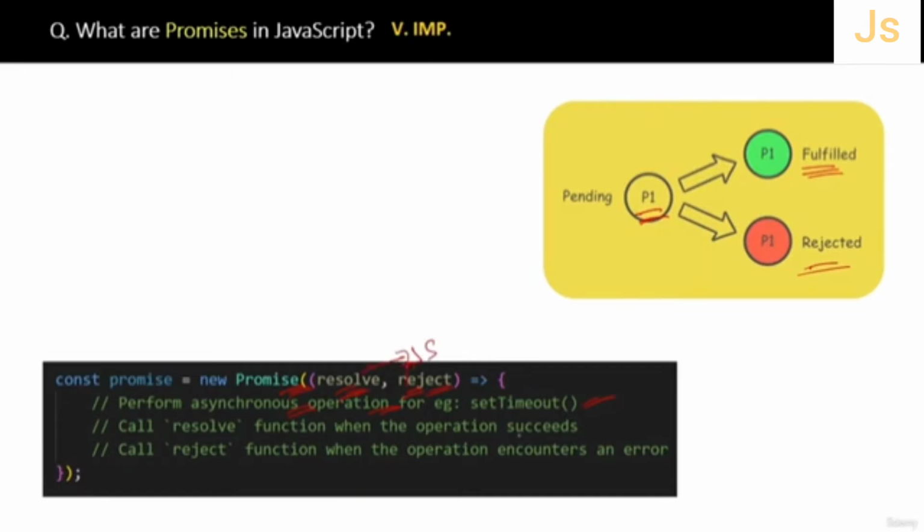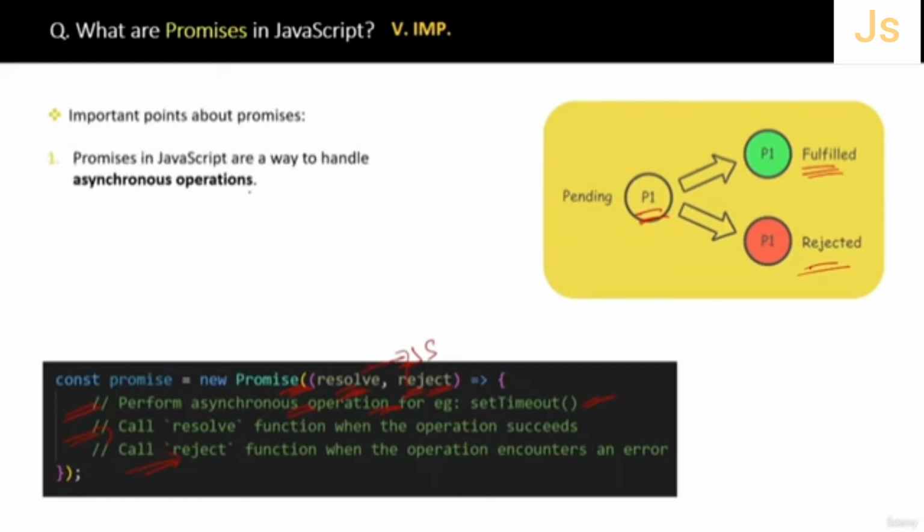Okay. After the asynchronous code, if your promise operation is successful, then it will call the resolve function. And if it fails, then it will call the reject function. These are some basic steps to set up a promise. Okay. Let's conclude some points about promises.